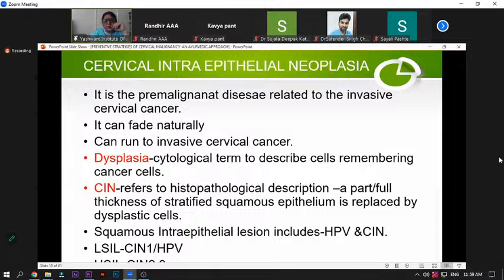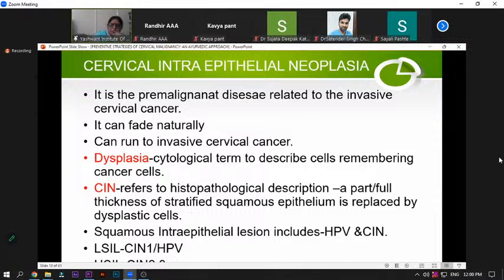So CIN refers to the histopathological description. That is, when you take a biopsy and send it for histopathology, then this term is used, CIN, that is cervical intraepithelial neoplasia: a part or the full thickness of the stratified squamous epithelium of the cervix is replaced with dysplastic cells. Based on how much is occupied, we will call it CIN 1, 2 and 3.